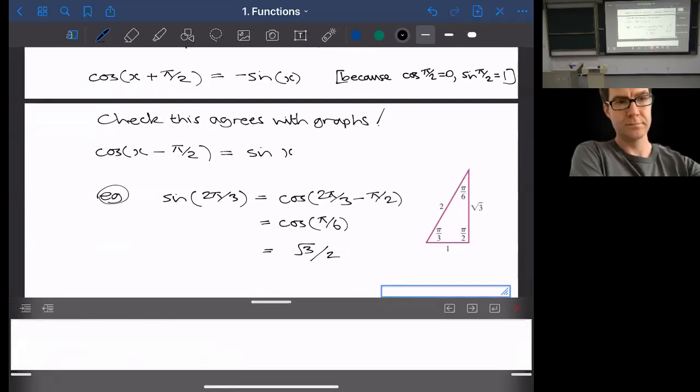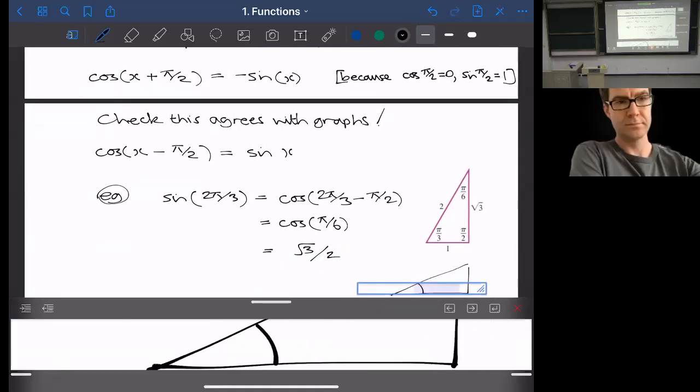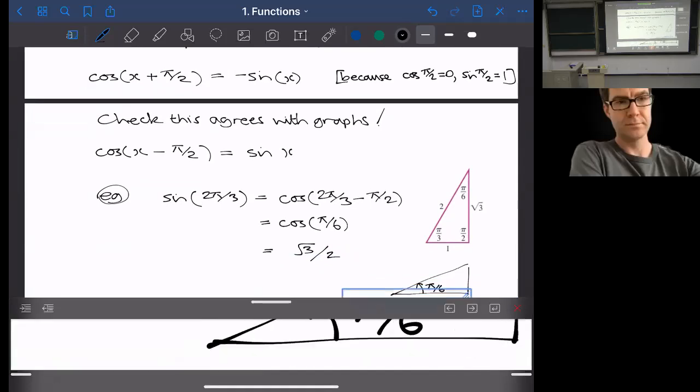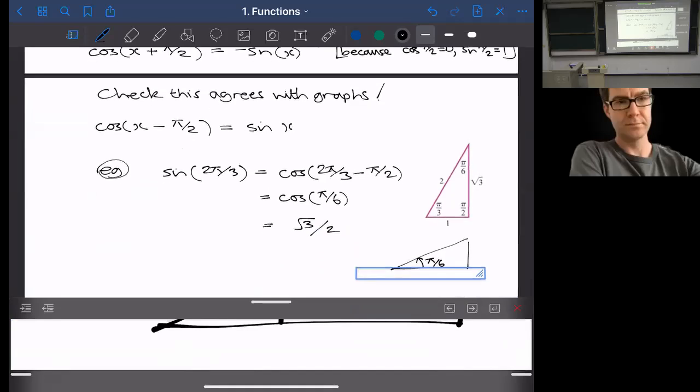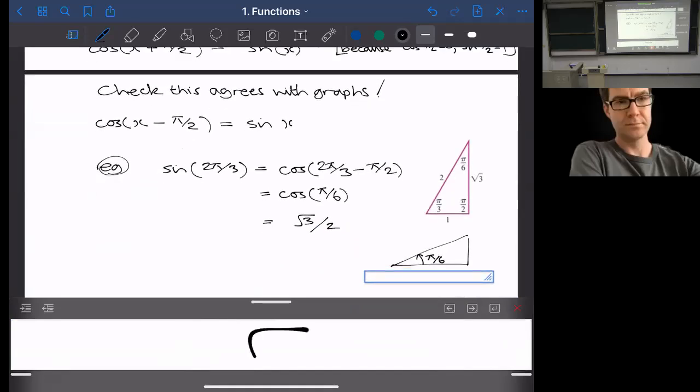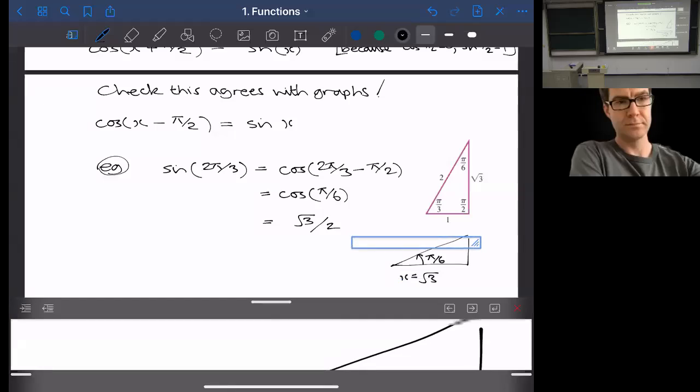So to get that, I have to rotate the triangle so it's in standard position. So this is pi over 6. This is root 3, that's x. And this is 2.